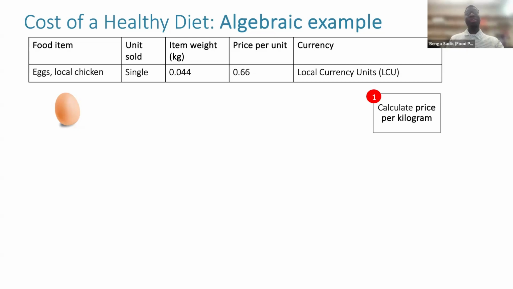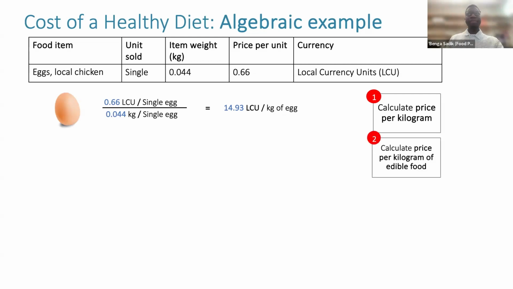So the first step is to calculate the price per kilogram, like I showed. To do that, you simply divide the price per unit by the weight of the item to get the price per kilogram for that food item. In this case, we've done that, so the price per kilogram for egg is 14.93 currency units.